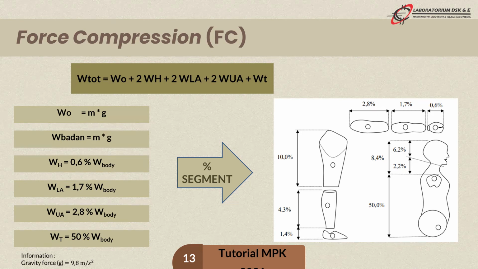The percentages of body weight for the segments are: for hand or palm, 0.6% multiplied by body weight. For lower arm, the percentage is 1.7%. For upper arm, the percentage is 2.8%, and for trunk it is 50%.